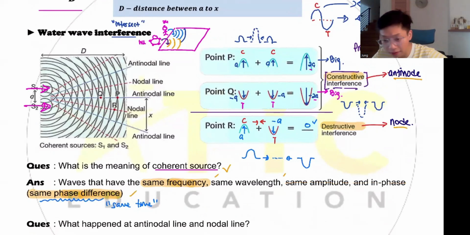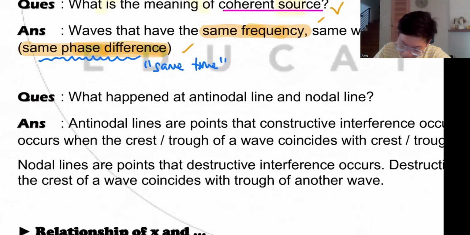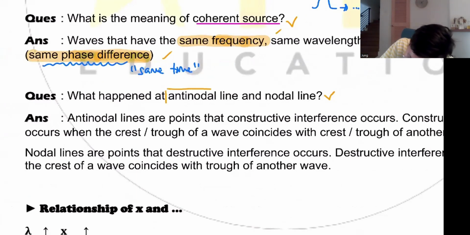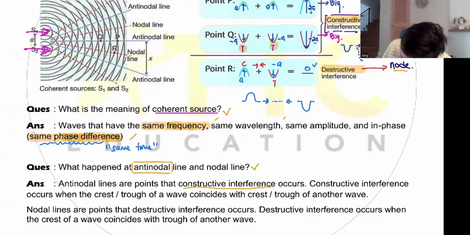Can understand? Okay, then we go into the anti-nodal line and nodal line. They like to ask you what happens at the anti-nodal line and nodal line. Now we focus on the word antinode first. Antinode, as we said, is constructive interference. Constructive interference occurs when you have a crest meeting a crest, or a trough meeting a trough. So constructive interference occurs at the antinodal line when you have a crest meeting the crest, or the trough meeting the trough of another wave.